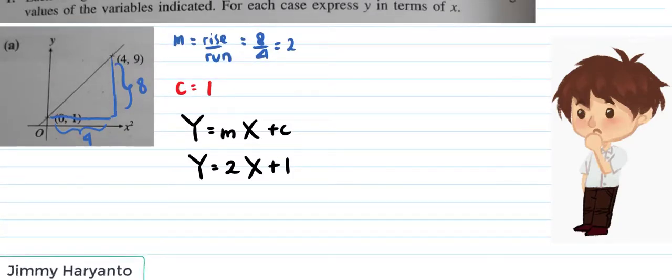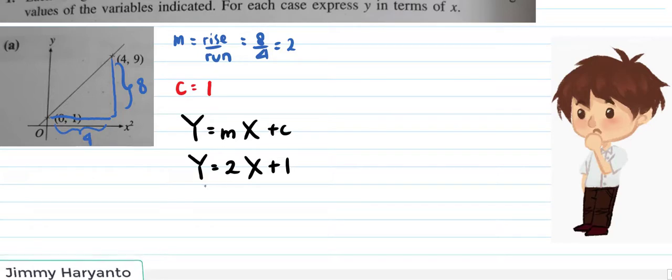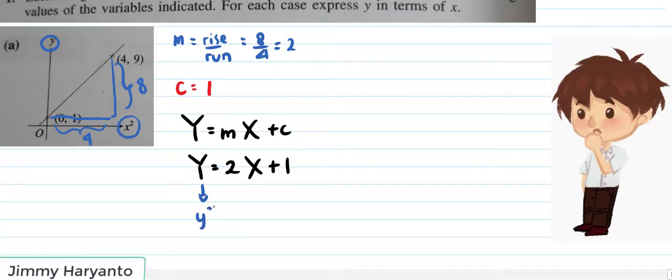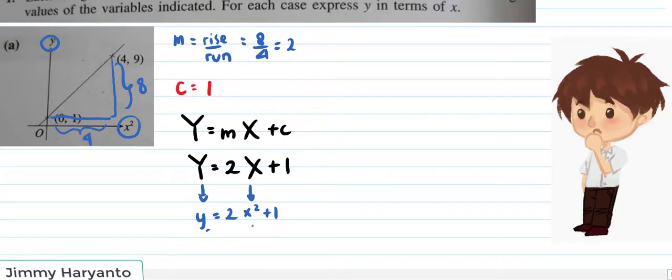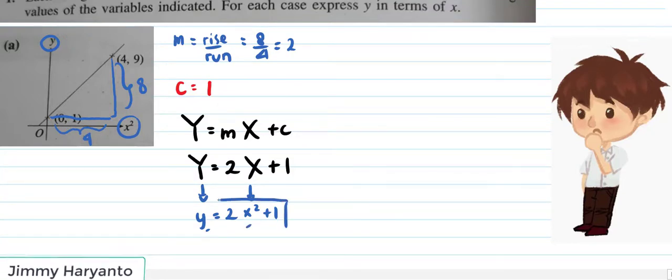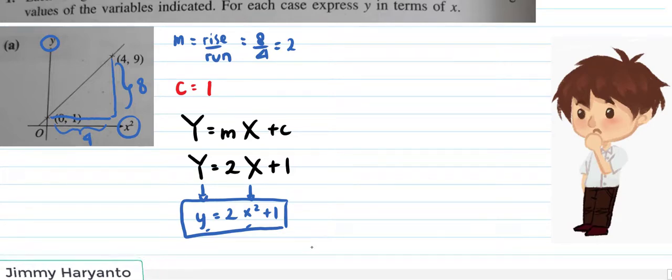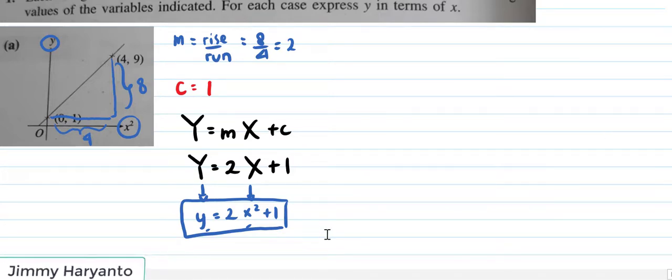But remember, you have to change the big Y and the big X into the real variables. The real variables are y and x squared. So I have to change this big Y into y equals, and then change this big X into x squared, plus 1. There you go. We have y in terms of x, and we are done for number 1A. It's still easy, yeah. Okay, let's look at 1B.